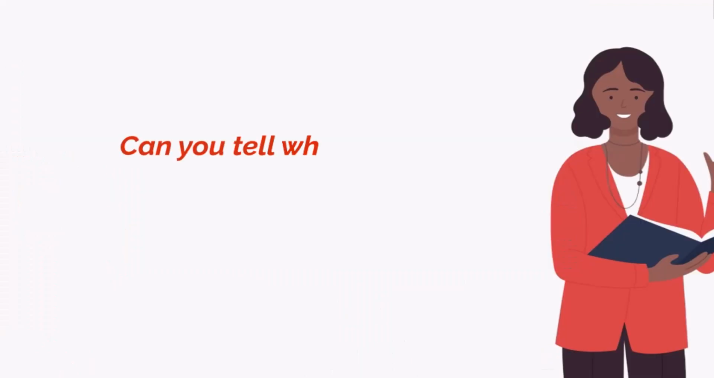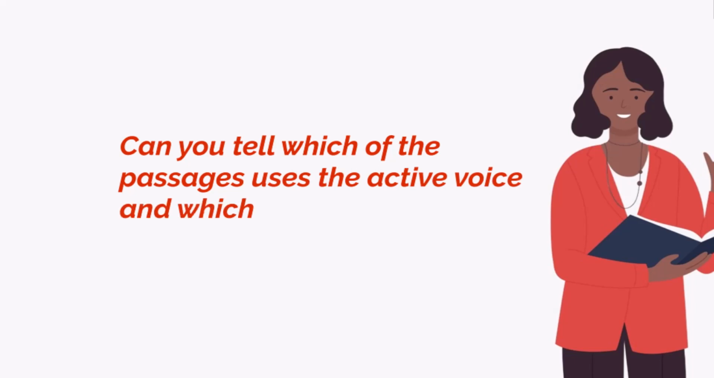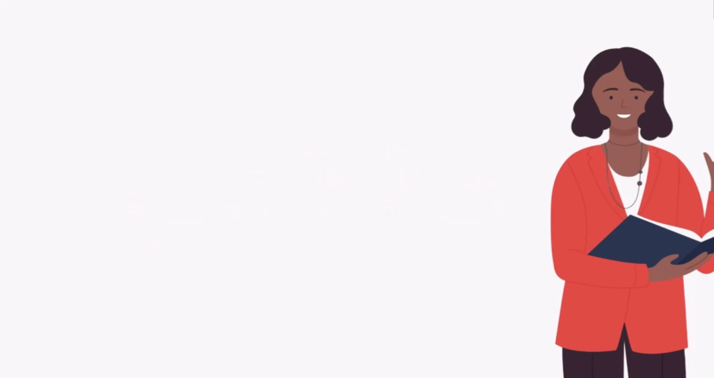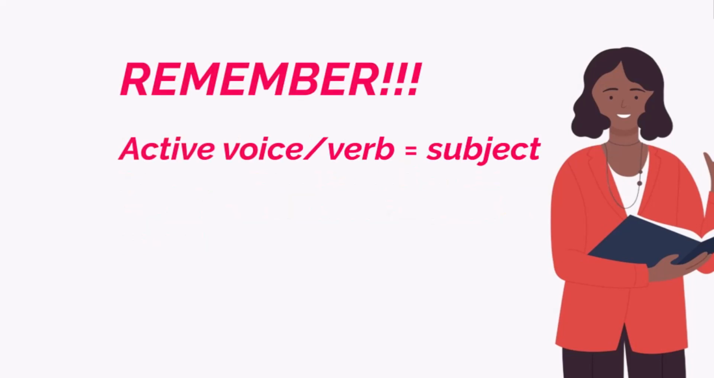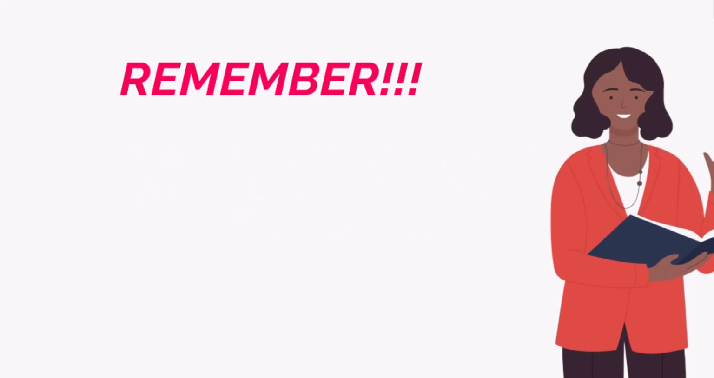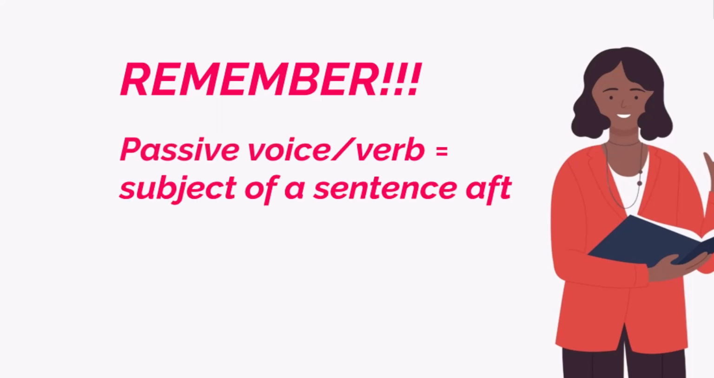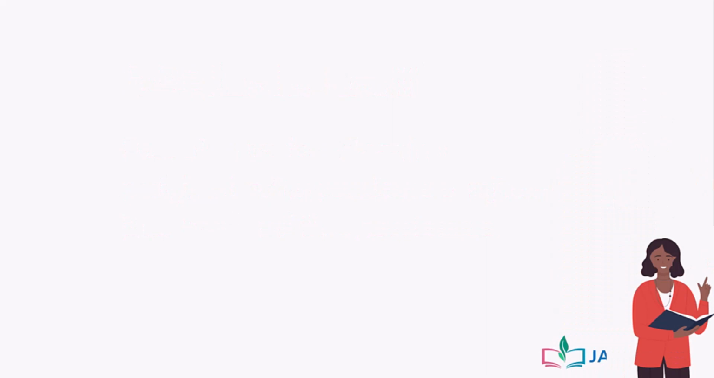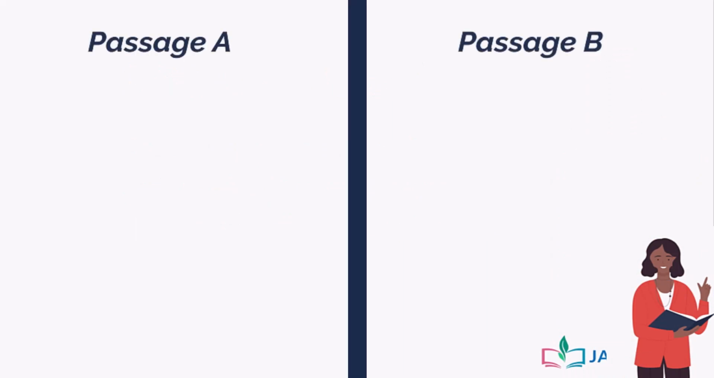Kids, from both passages, can you tell which of the passages uses the active voice and which one uses the passive voice? Remember, the active voice always places the subject of a sentence before the verb of the sentence, while the passive voice always places the subject of the sentence after the verb of the sentence. Let's pick out the first sentence from both passages A and B and see if we can apply that rule to know our answer.